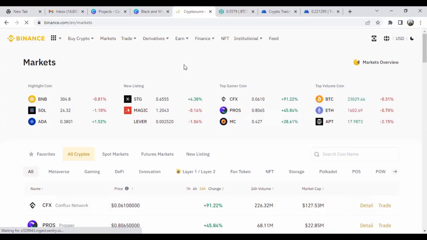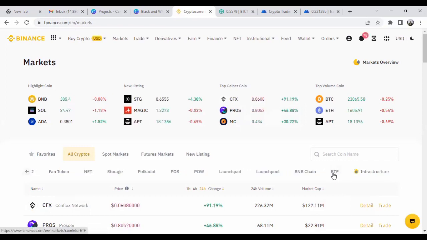So for those using the web version, what you are going to do is simply click on this arrow here and continue clicking it till you see ETF right here. So what you want to do is click on that.